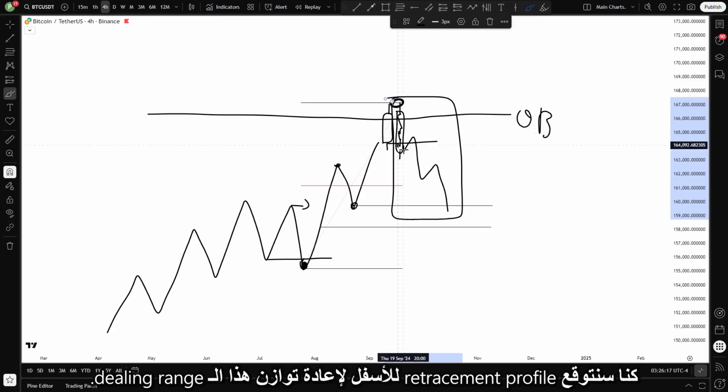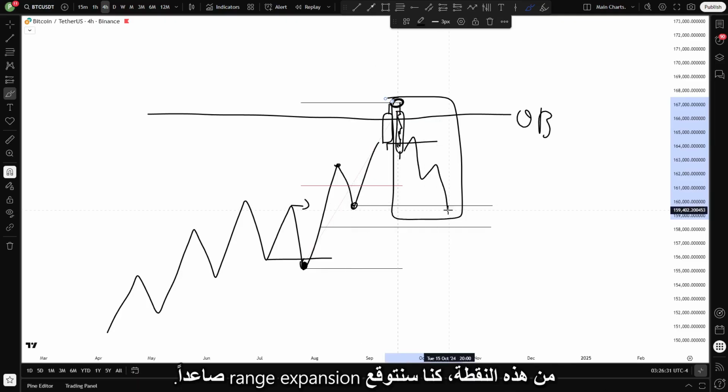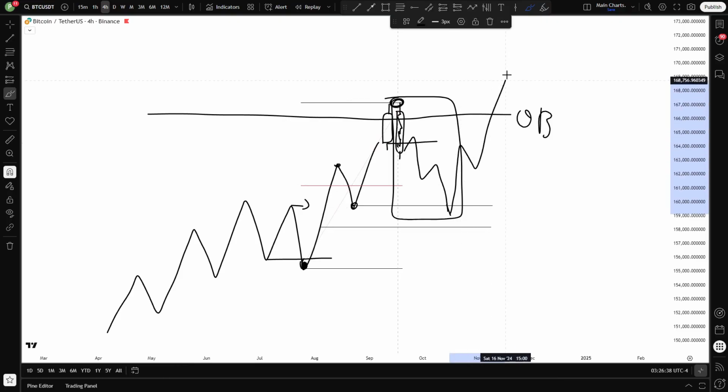Okay, we would have had a retracement profile lower to rebalance this dealing range. And once we rebalance this dealing range by reaching the discount region and testing or reacting to a discount key level in the form of taking out this low, then from this point on we would have then expected a bullish range expansion.